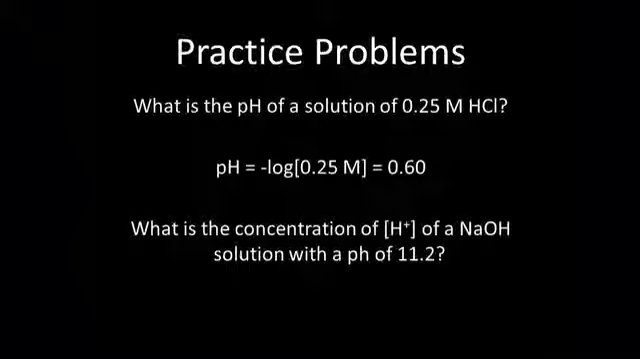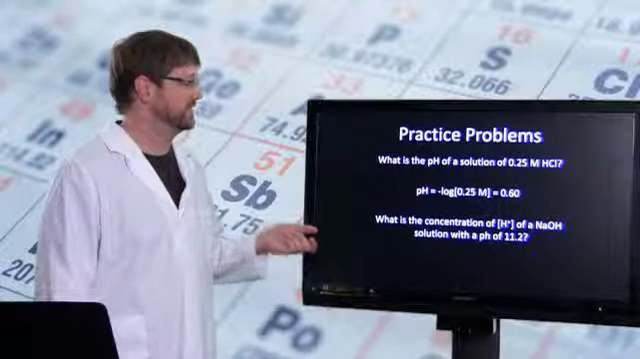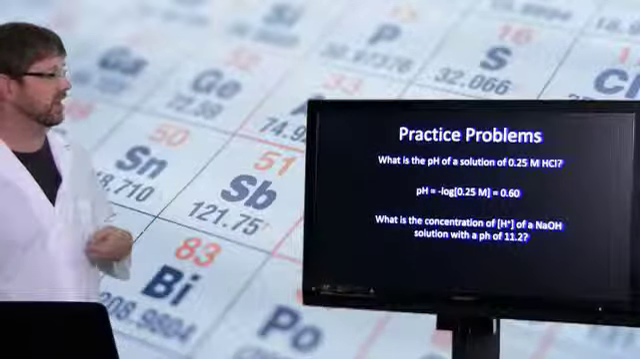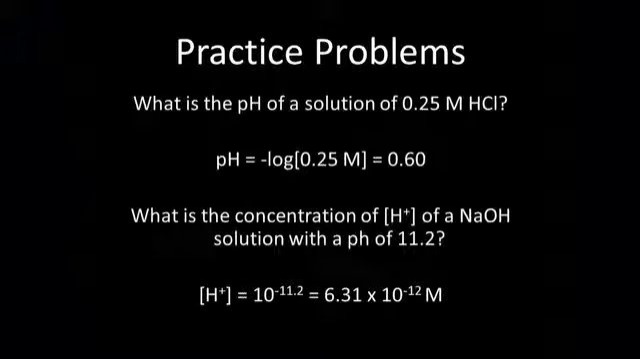Now, what is the concentration of protons in a solution of sodium hydroxide with a pH of 11.2? All right, well, this one's a little bit tricky. We use a little bit of algebra to rearrange the equation. So the proton concentration equals 10 to the minus 11.2. We're left with 6.31 times 10 to the minus 12 molar.